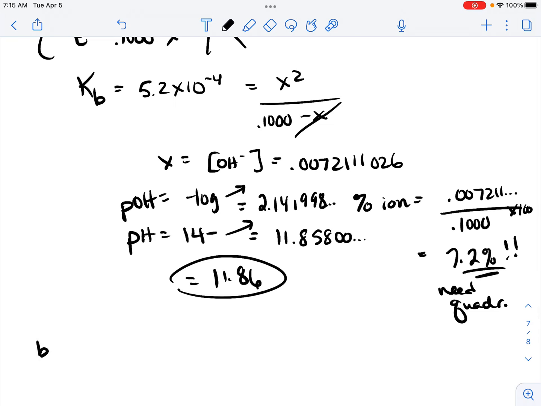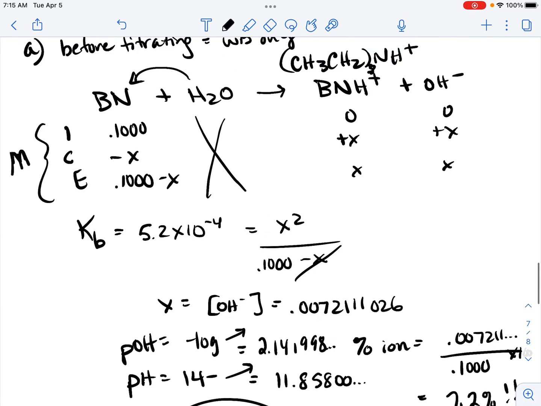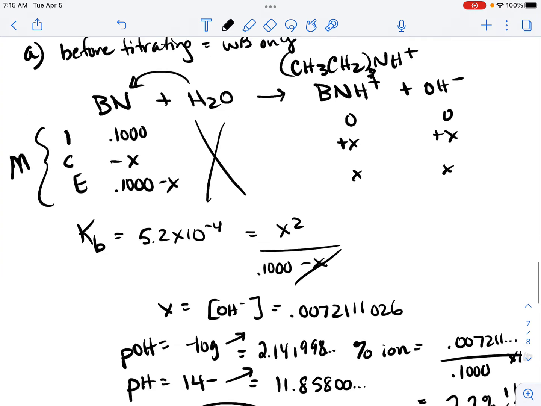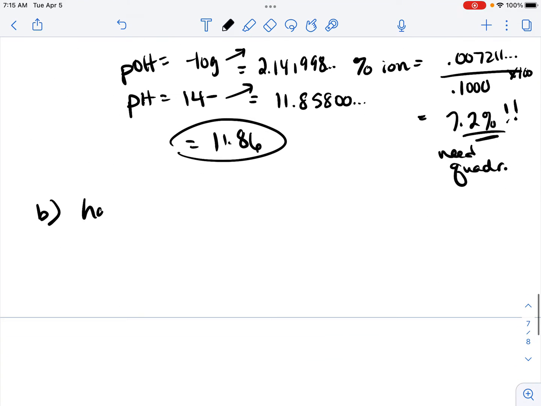All right, part B is after adding some strong acid, and I noticed when I was looking at this that this is halfway to equivalence. So I'm going to use the shortcut for half equivalence. At halfway to equivalence, pH equals pKa. And so I don't really even need my BCA chart, etc. I'll show you that one in part C, but I can just do this.